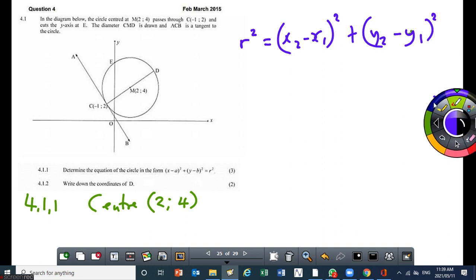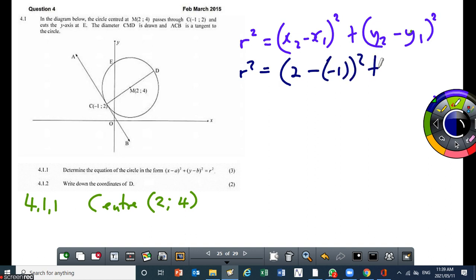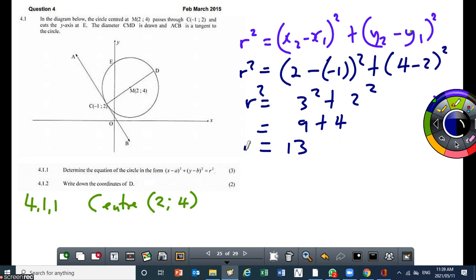So we substitute. If I consider the coordinates of the center as my x2 and y2, it means I'm going to have 2 minus 1 squared plus my y2 is going to be 4 minus 2 squared. So this will give me 3 squared plus 2 squared. And then you get 9 plus 4, and that will give you 13. So my r is the square root of 13. So I found the radius using the distance formula. And the distance formula is grade 10 work.